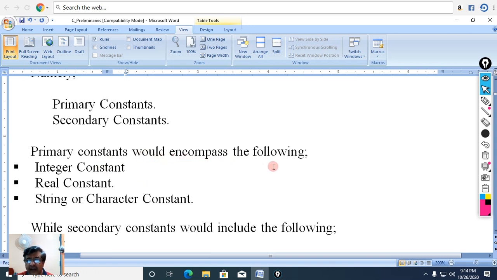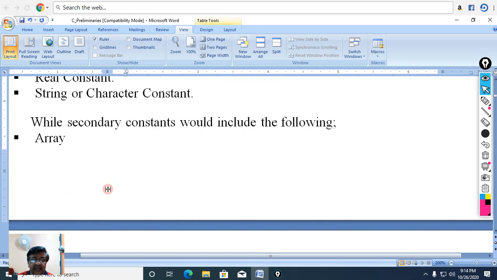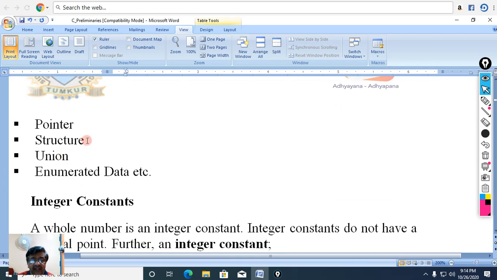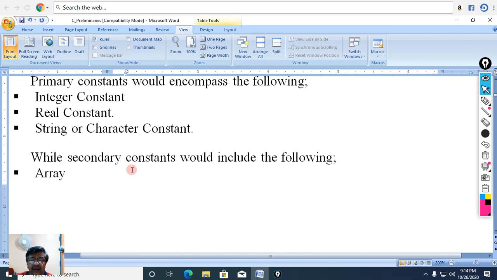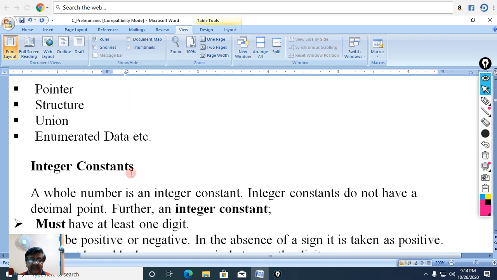Primary constants would encompass the following: integer constant, real constant, and string or character constant, while secondary constants would comprise array, enumerated data types, and structures. Okay, pointers, structures, union, and enumerated data type. These are all secondary constants because they are derived out of primary constants.